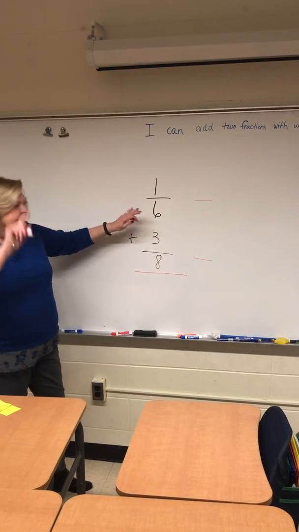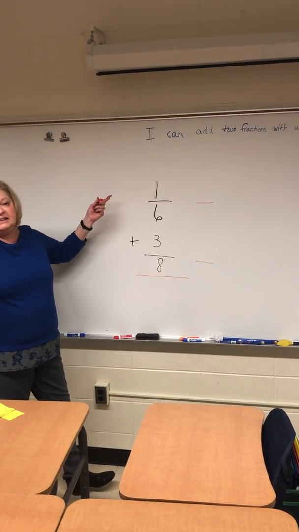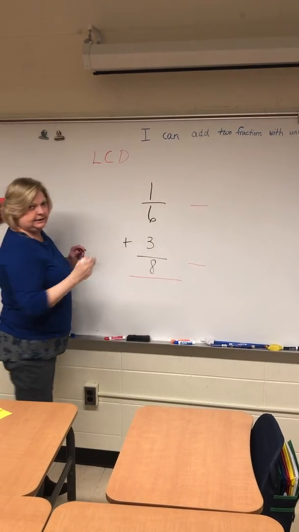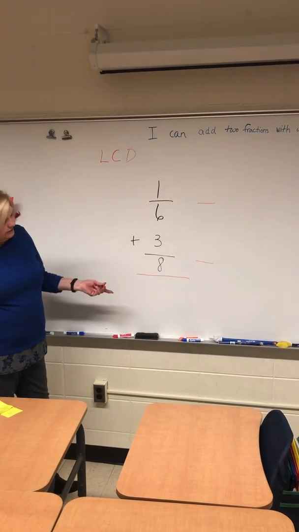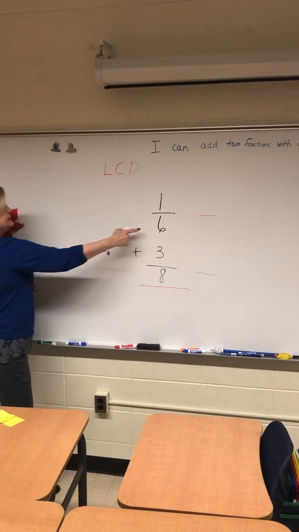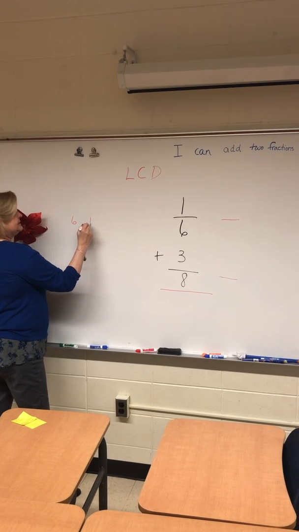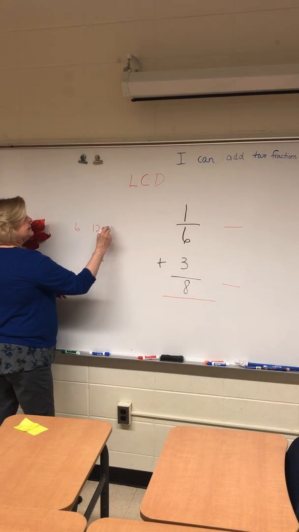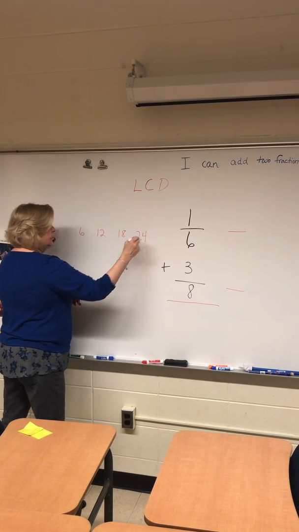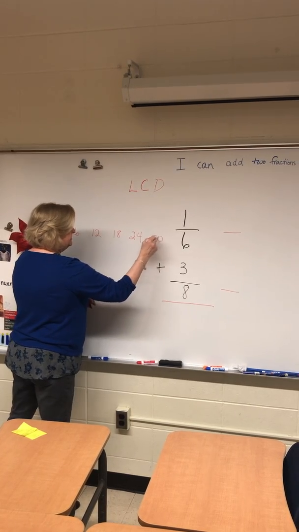Now, we could say 6 times 8 is 48. Absolutely. That's the easy common denominator, but we want the least common denominator. So that means we have to look at our multiples. So I'm going to do it on this side this time. 6 times 1 is 6. 6 times 2 is 12. 6 times 3 is 18. 6 times 4 is 24. And 6 times 5 is 30.